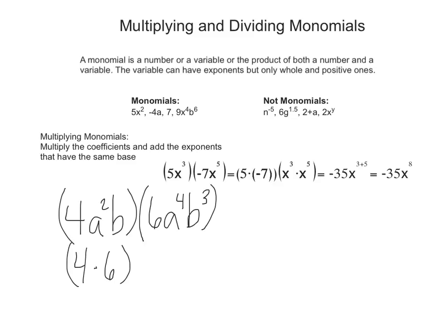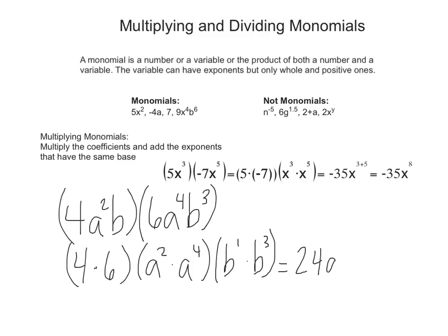And then I'm going to separate all my variables, all the like terms. I'll have a to the power of 2 times a to the power of 4 and b to the power of 1 times b to the power of 3. And simplified, this would be 24 a to the power of 2 plus 4 and b to the power of 1 plus 3. My result is 24 a to the power of 6, b to the power of 4.